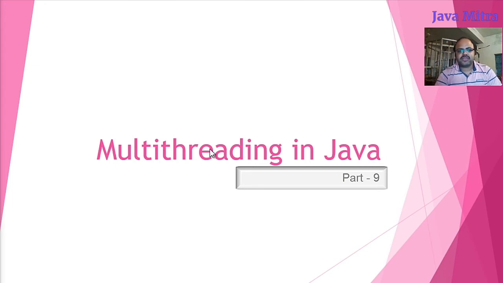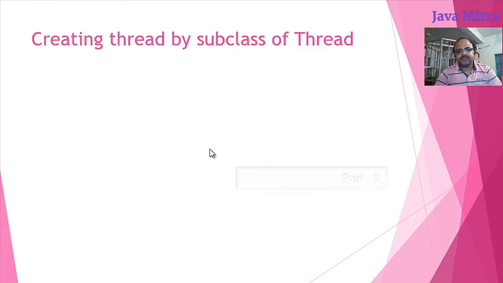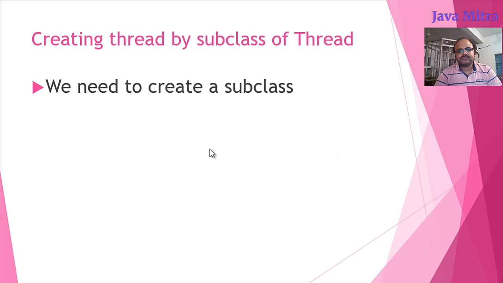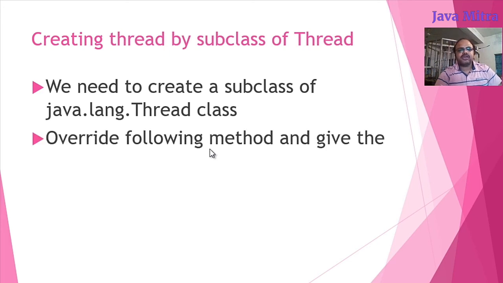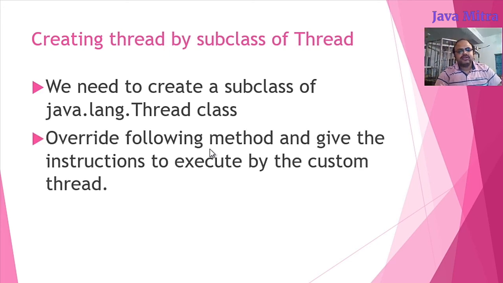The first one we saw is to create a thread by subclassing the java.lang.Thread class. So to create a thread, we need to create a subclass of java.lang.Thread, and then we have to override the public void run method. So let us go and see by an example.